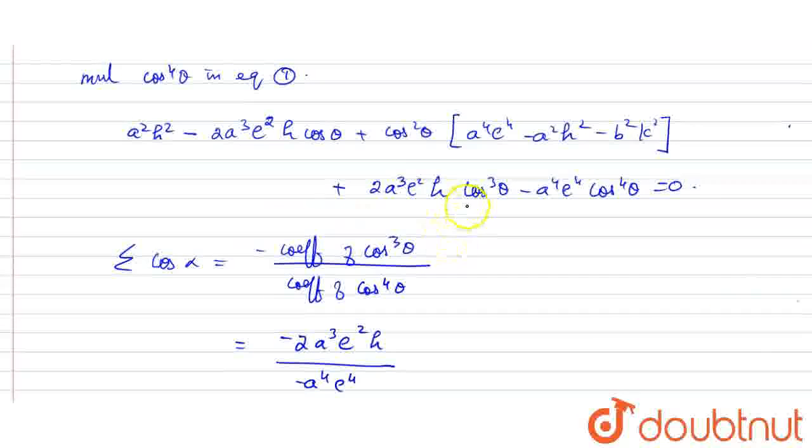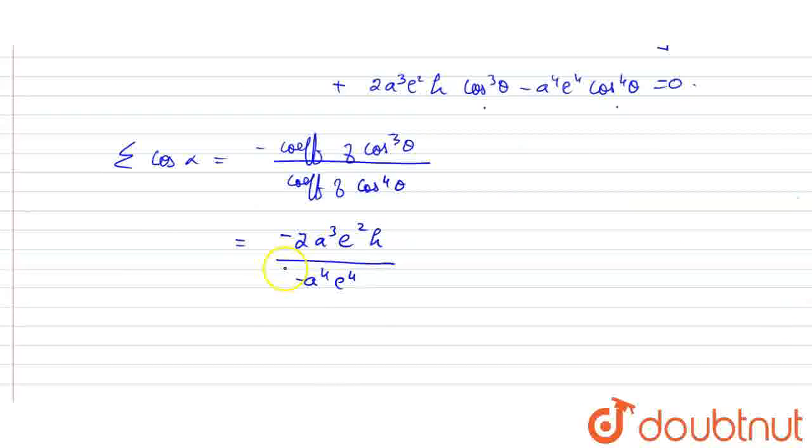So I'm going to take the values here. So this is the value I have taken here. So here minus minus cancel, a cube a power 4 cancel, and e square e power 4 cancel. So the remaining value is 2h divided by a into e square, right? 2h divided by a into e square. So I'm going to take this as equation number 3.